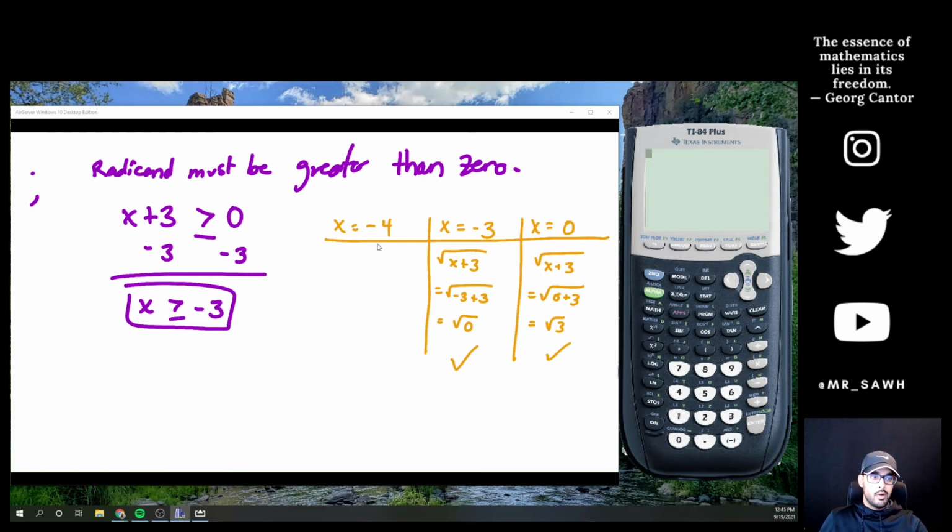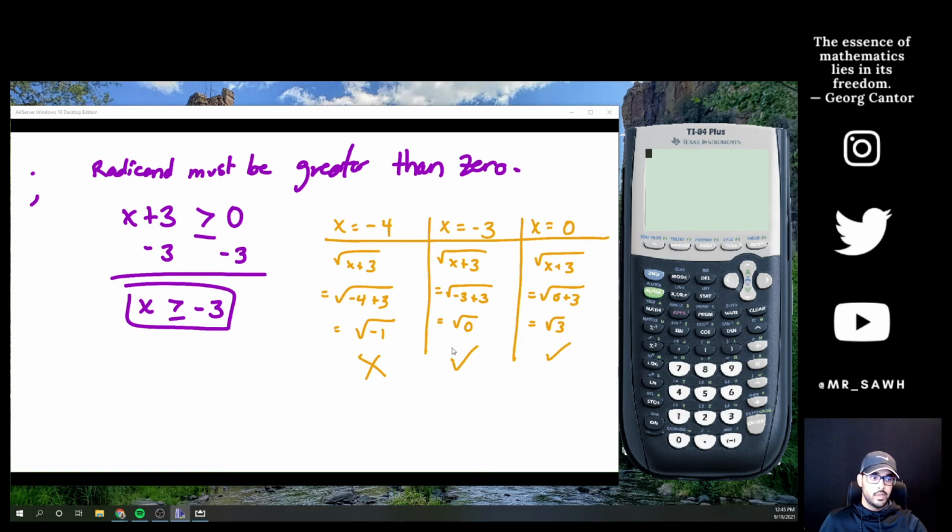But think about that -4 off on the other side. Right? Think about what happens if we put that in to our original expression. -4 plus 3, we get to a place where -1 is underneath. And we said we can't square root negative numbers. That one doesn't work. So any number that's smaller than -3 will not work, which is why our restriction is actually the correct one.